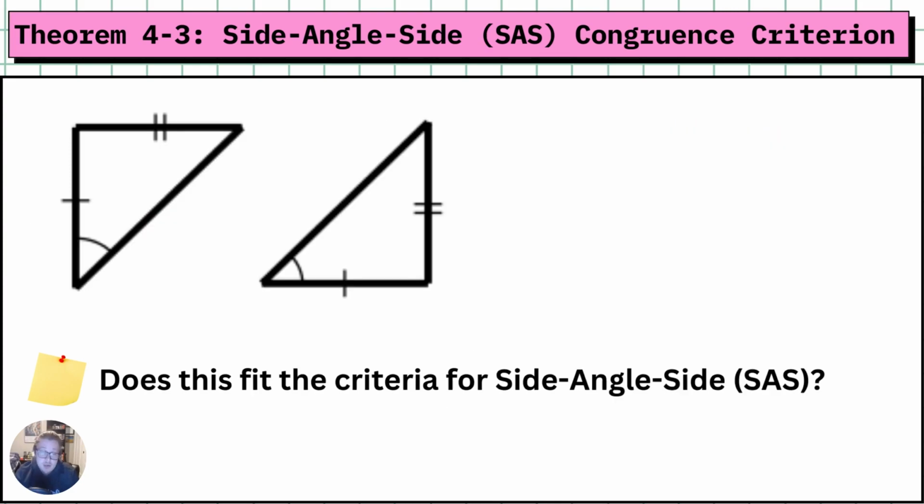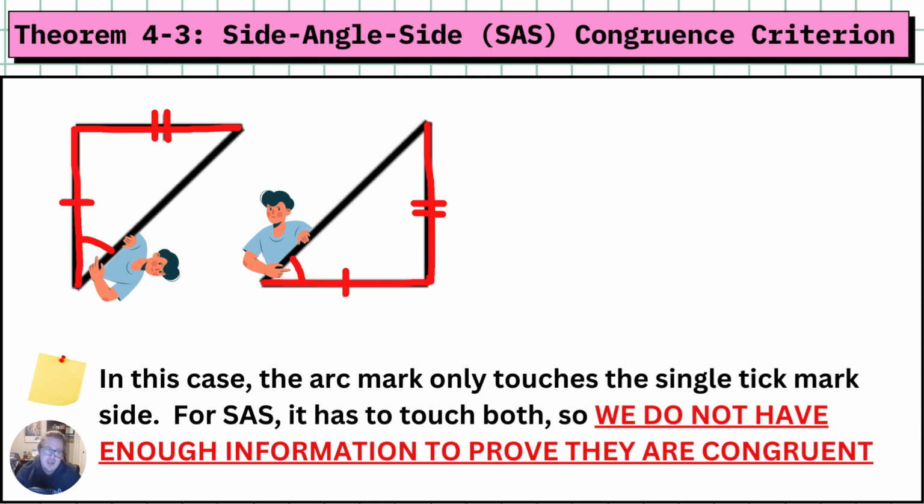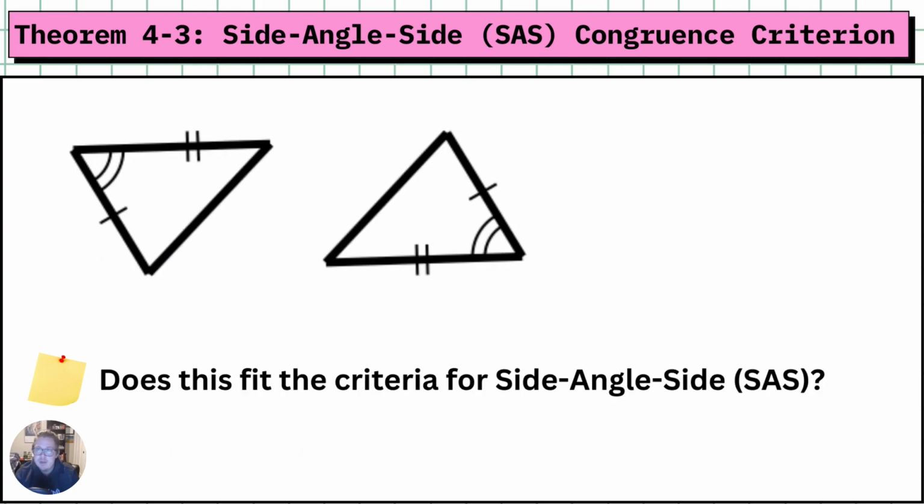So does this one fit the criteria? I'm going to go ahead and highlight the sides. You can see for side angle side, the question you have to ask yourself is, does the congruent angle, or the arc mark, the little arc mark there, touch both of the congruent, or the highlighted, sides? The sides with the tick marks. In this case, the answer is no. You can see that the angle only touches the side with the single tick mark. If we're going to use side angle side, it's got to be both. It can't just be one.